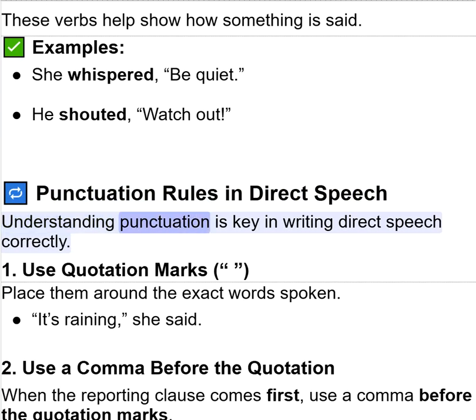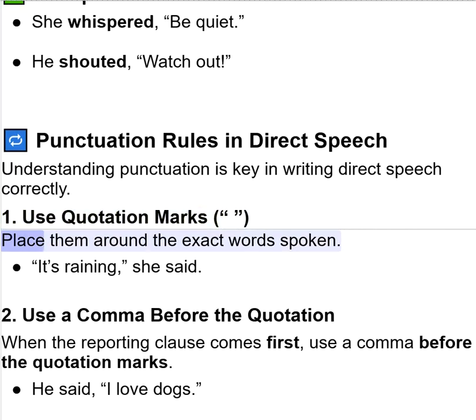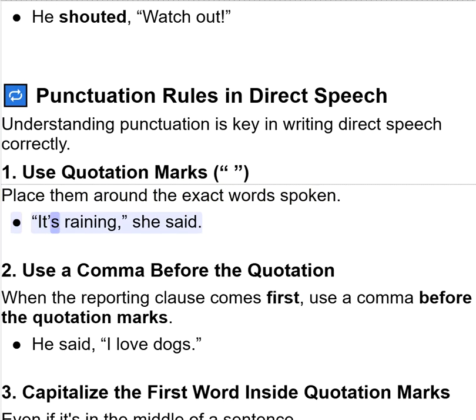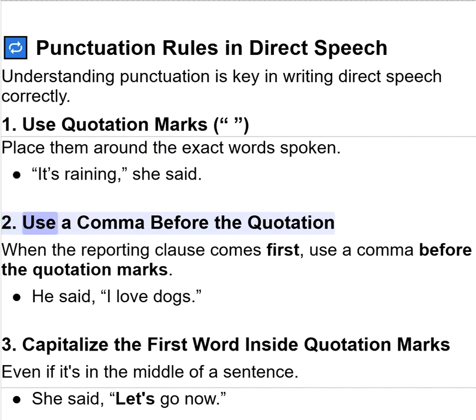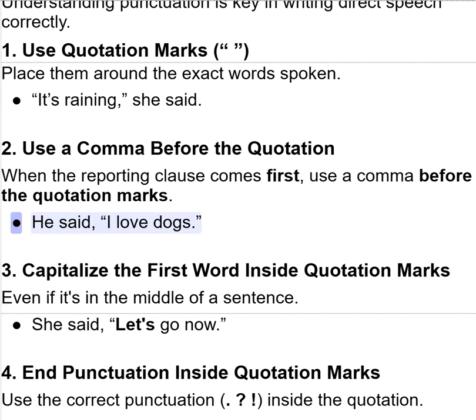Punctuation rules in direct speech. Understanding punctuation is key in writing direct speech correctly. 1. Use quotation marks. Place them around the exact words spoken. "It's raining," she said. 2. Use a comma before the quotation. When the reporting clause comes first, use a comma before the quotation marks. Annie said, "I love dogs."